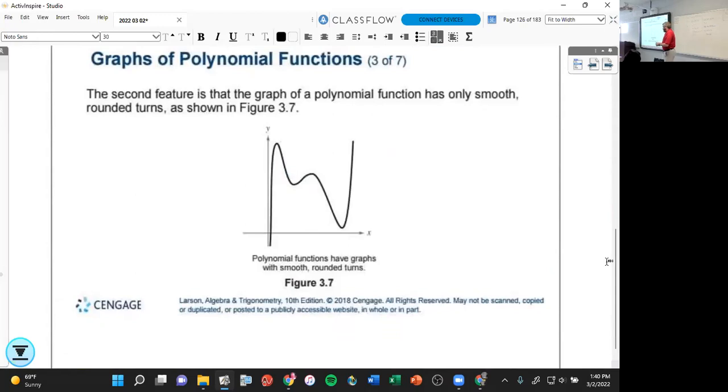So it's continuous, and I've already said some of this already. A second feature is it's only smooth, rounded turns. Does all that look smooth and rounded? Okay, so far this is a polynomial function. This is probably a polynomial function of at least 5th degree. I can tell that just by looking at it. It's at least a 5th degree polynomial. What does that even mean? We'll talk about it later. Yeah, we'll get there.